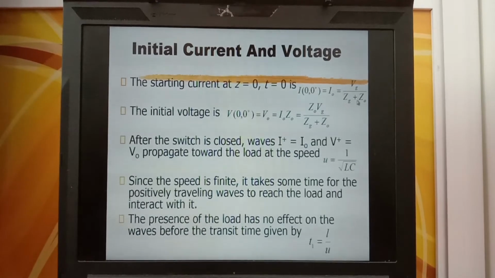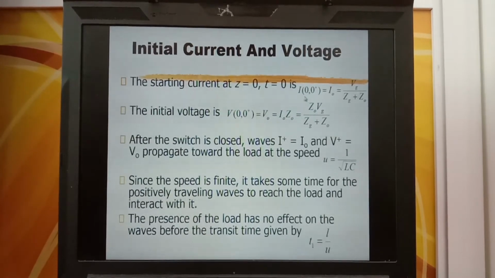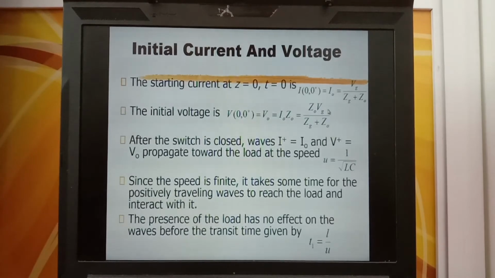Remember, this is at time t equals 0, therefore the impedance is Z0 instead of the input impedance of the transmission line. The initial voltage at time t equals 0, V0, is equal to I0 times Z0, which is equal to Z0 times Vg divided by Zg plus Z0.